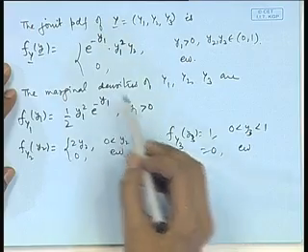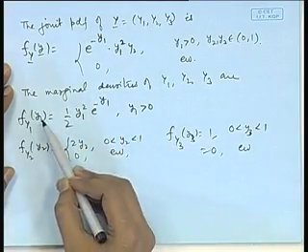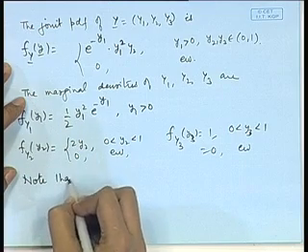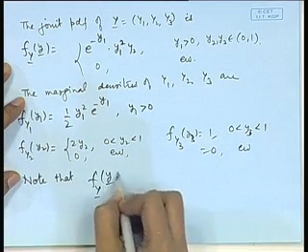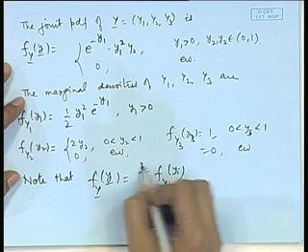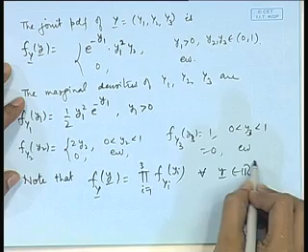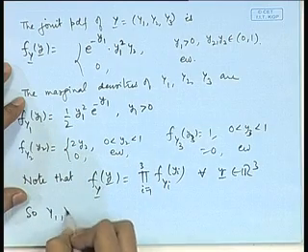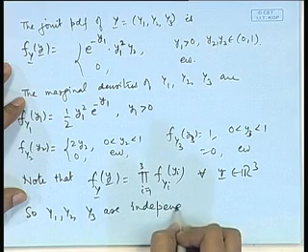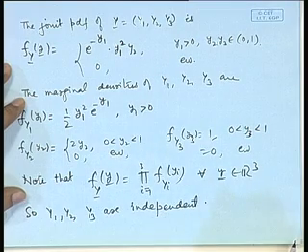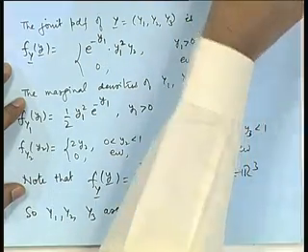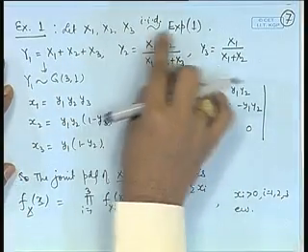One interesting feature we can notice here is that if I look at the product of the marginals, it is equal to the joint. Note that f of y is equal to the product of the marginals, so y1, y2, y3 are independent. So, here we are able to obtain the distribution of a 3-dimensional function of 3 random variables.